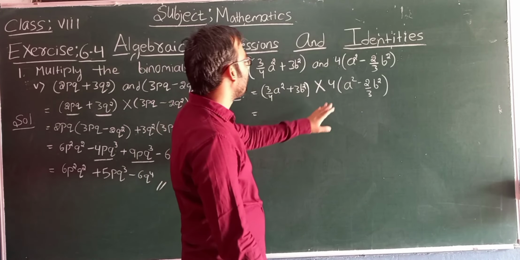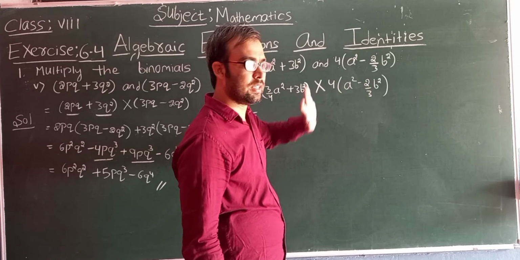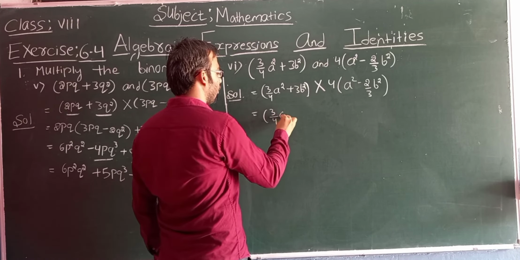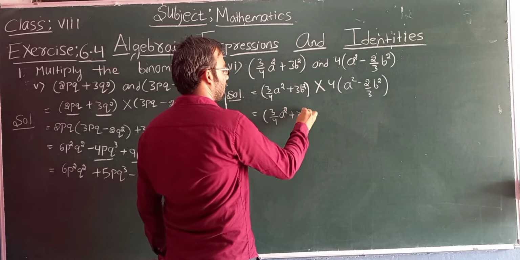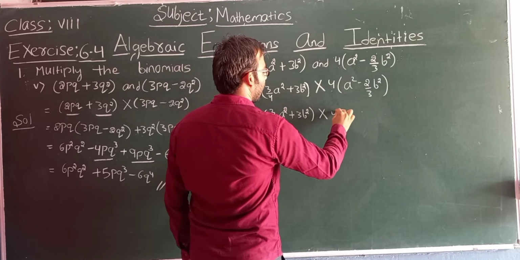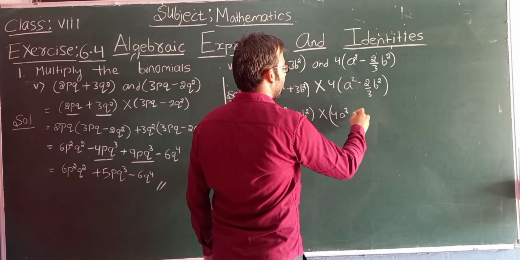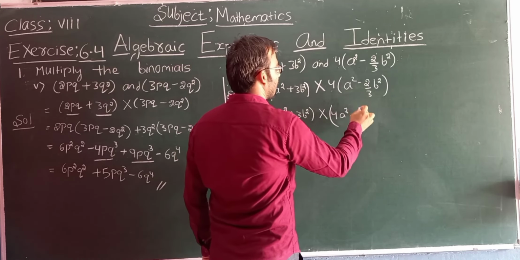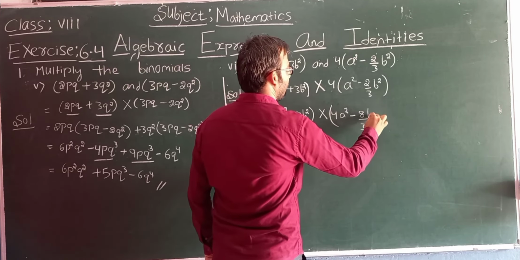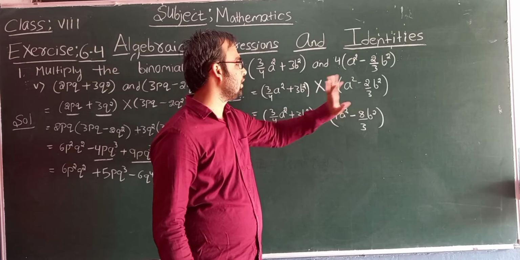Okay, students, here look at it. Here somewhat different is there. So first we need to multiply this 4 with this binomial. First keep this one as it is: 3/4 a square plus 3 b square. Next, 4 into a square will be 4a square. Next plus, here minus. So minus 2 4s are 8, here divided by 3, so write 8/3 b square. What we have done, we have multiplied 4 with this binomial.